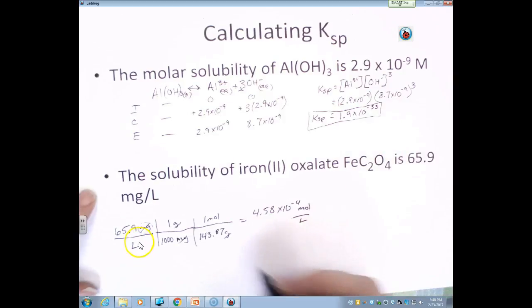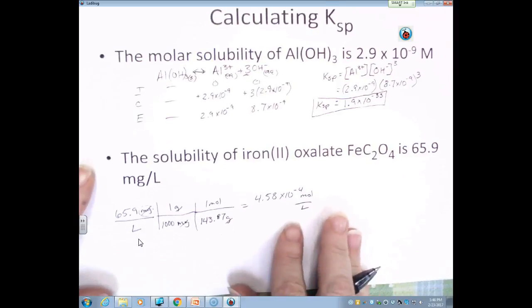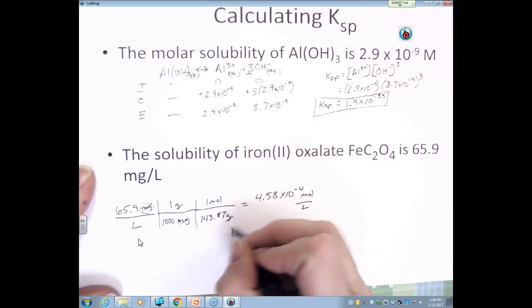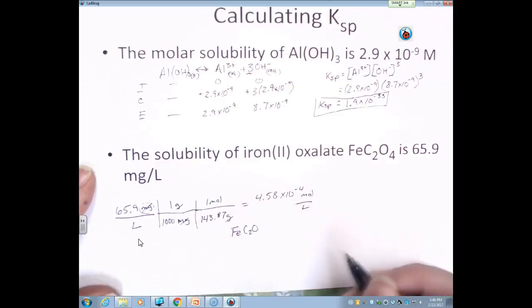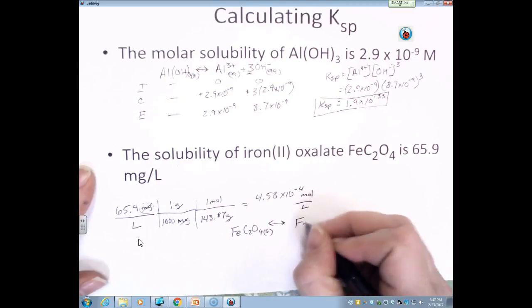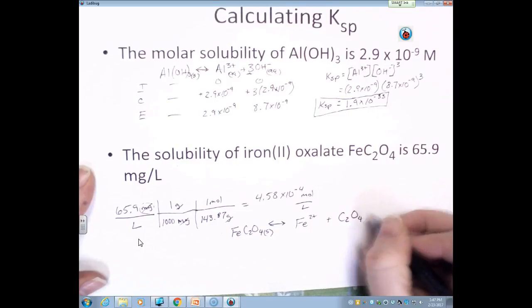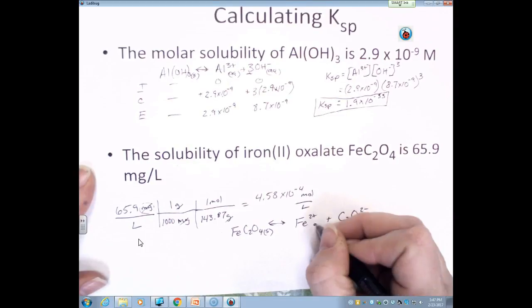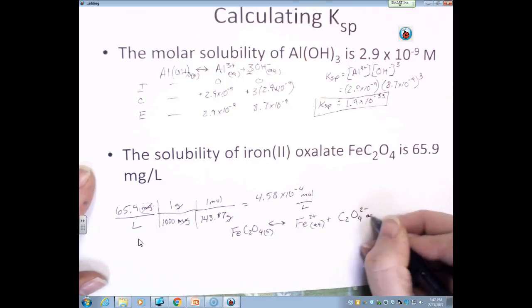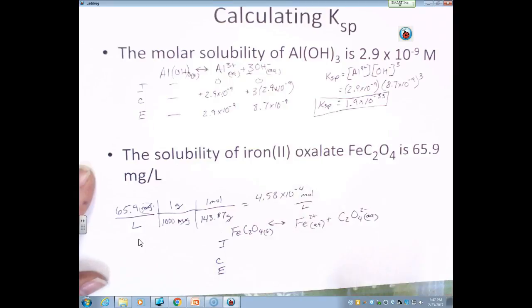Now the problem's pretty much the same. It's always good to have a nice balanced equation. FeC2O4 is going to split up and be at equilibrium with iron(II) ions and then our oxalate ions, and these are both in aqueous solution. Now we set up our ICE box. Solids we don't really have to worry about.